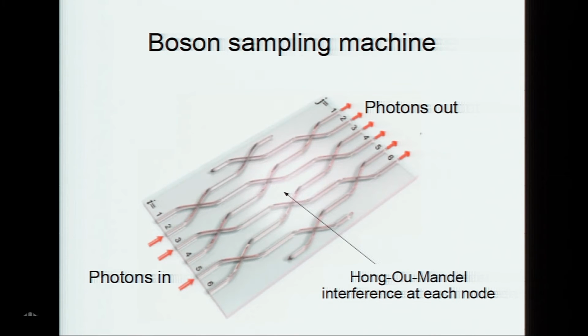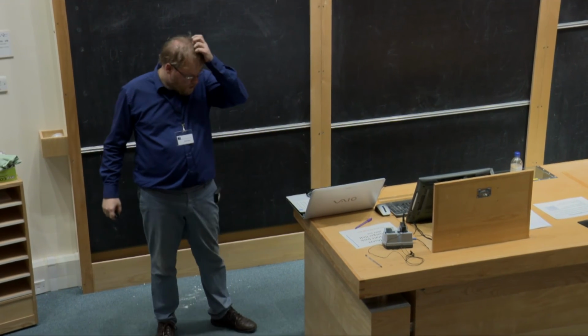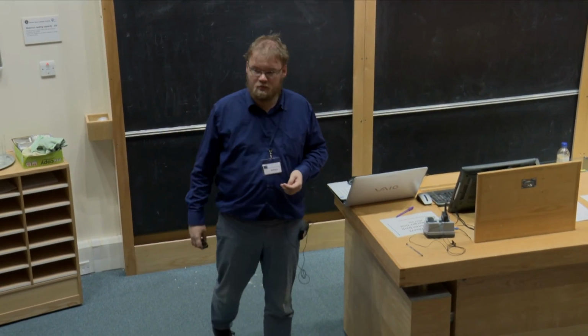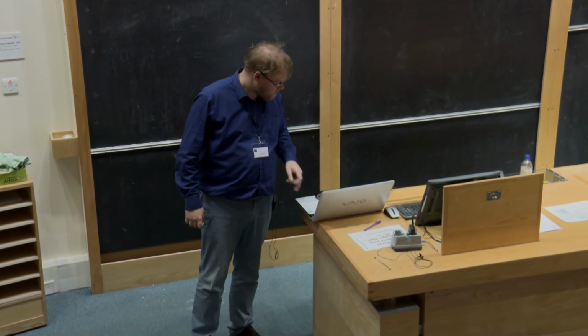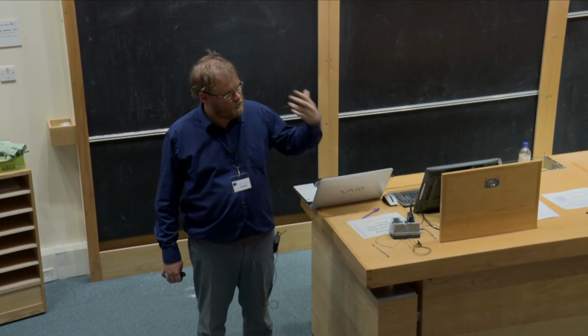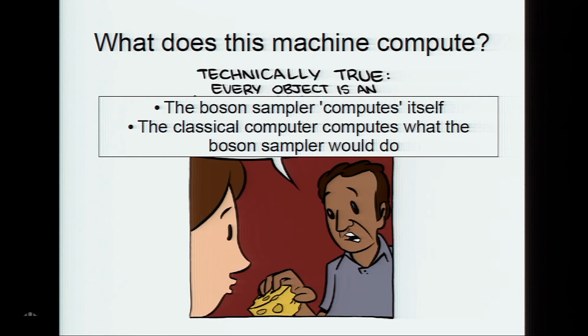You send in the photons in some arbitrarily chosen bunch of these channels, and your task is to guess where they will come out. And this machine is kind of a strange computer, because like everything in the world, it's a computer that mostly computes itself. The problem you are trying to solve is, what would this machine do? Of course, every machine is a simulation of itself, so the boson sampler just simulates itself. The classical computer has to keep up.